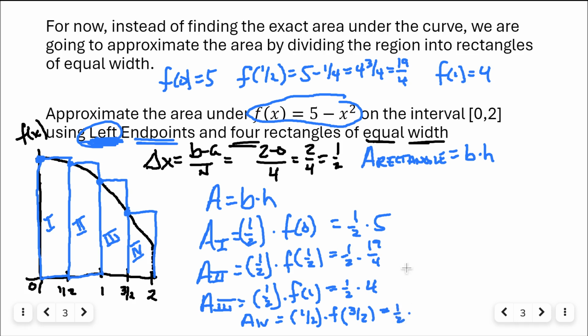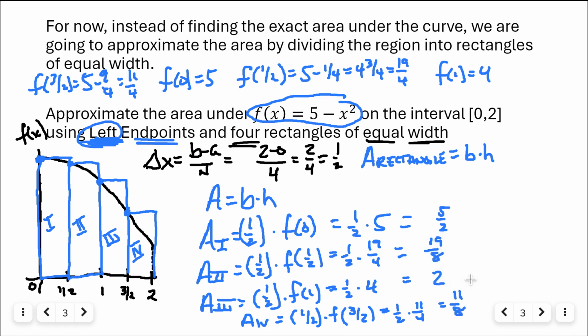And 1/2 times f of 3/2. I'll come over to this side here. F of 3/2, that's 5 minus 3/2 squared, which is 9 over 4. And that's going to be 20 over 4 minus 9, 11 over 4, times 11 over 4. Okay, let's multiply all 4 of these, and then we'll sort things out. So that's 5/2. That's 19 over 8. That's 2. And that's 11 over 8.